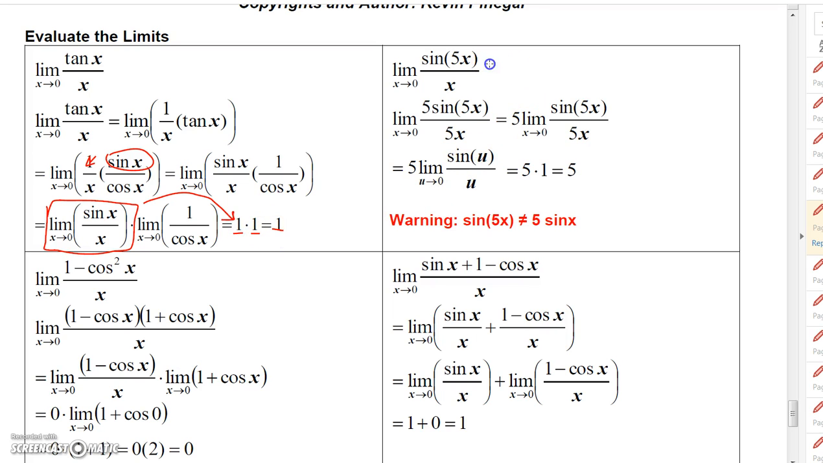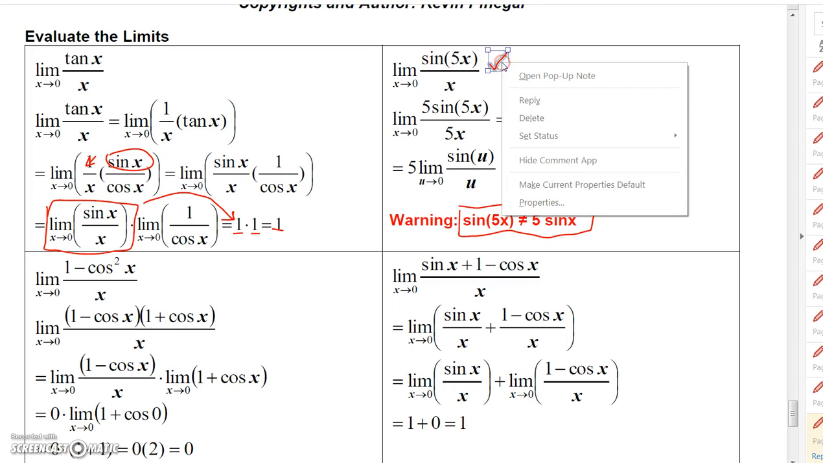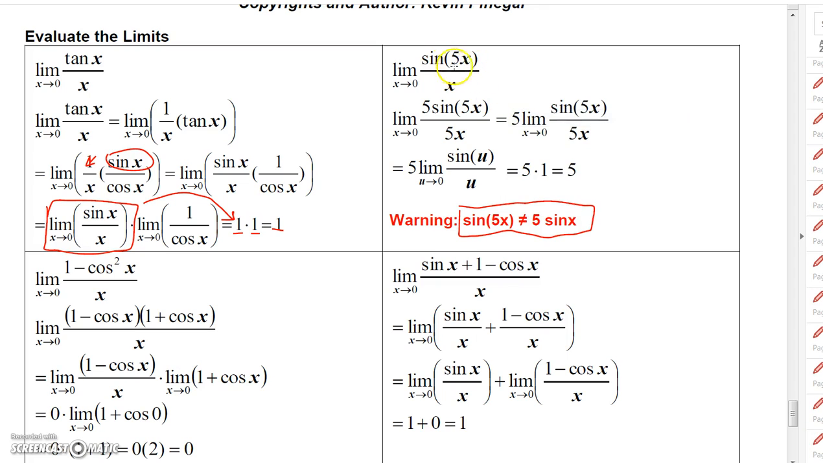Now this one here, one thing that students like to do is think they can write sine of 5x equal to 5 sine x, and that's not true. So make sure you don't try to do that. What we have to do here is get it in the form of sine theta over theta. So if I multiply this by 5 over 5, then the argument of the sine and the denominator are the same. So I can basically read this as sine theta over theta.